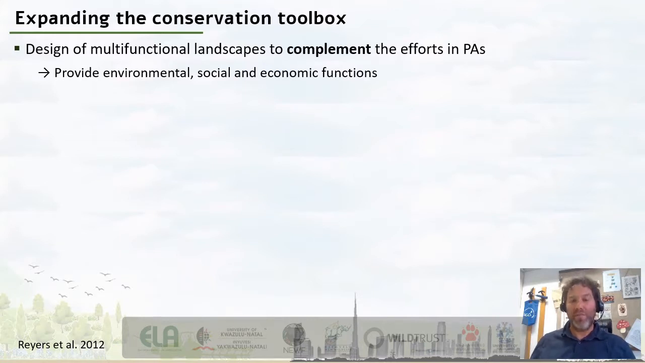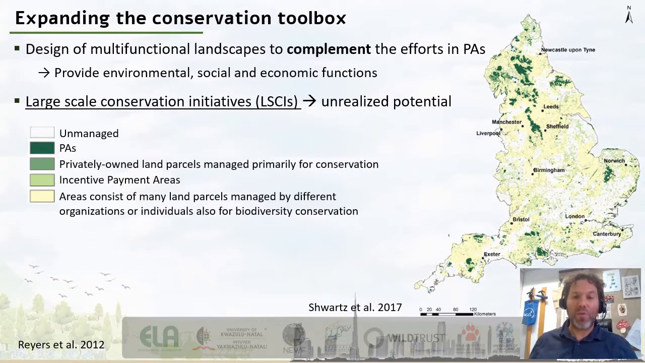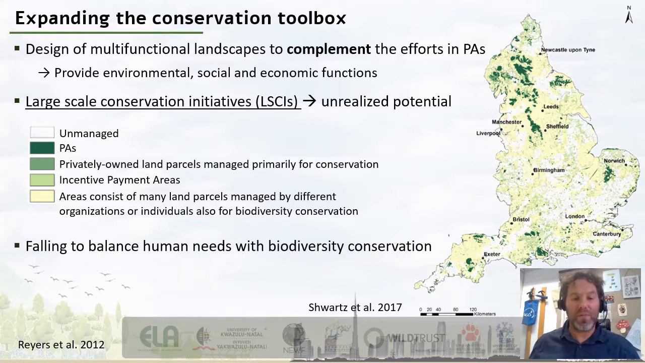And again, in the same paper, we looked at large-scale initiatives in England. There are very different types of initiatives, all marked in different shades of green and a bit of yellow. These are all different types of large-scale conservation initiatives in England, and we showed that these had unrealized potential. The reason they have unrealized potential is that on one hand we marked a nice polygon on a map, but in fact inside those polygons nothing really happened, and we are failing to balance between human needs and biodiversity conservation.